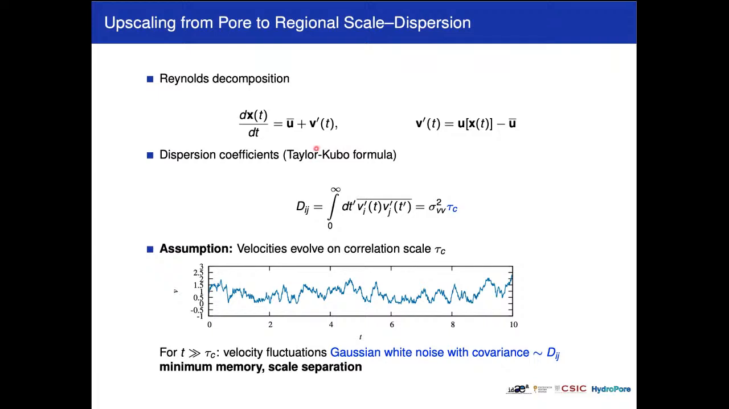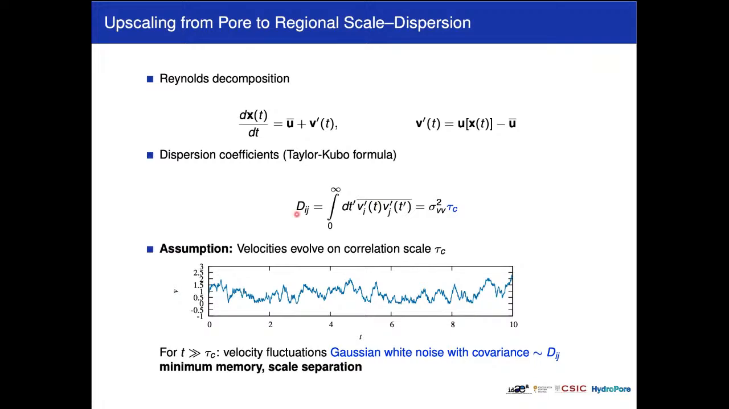And then I can define a dispersion coefficient by essentially integrating over these velocity correlations. So this is what dispersion is about. Now I have velocity fluctuations. Some particles go faster, some go slower, and this is causing a dispersing of a plume.